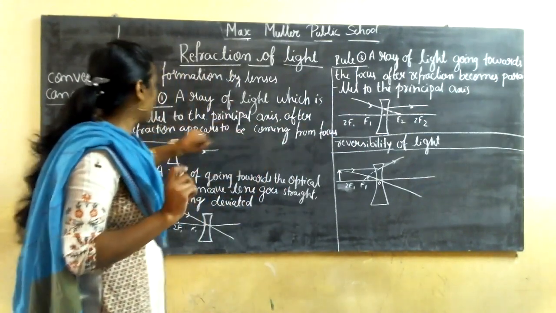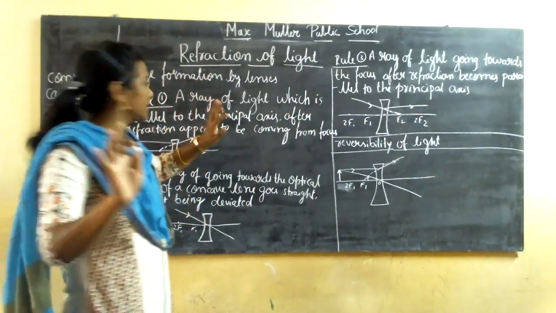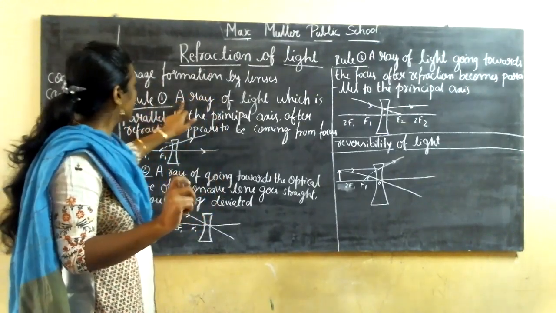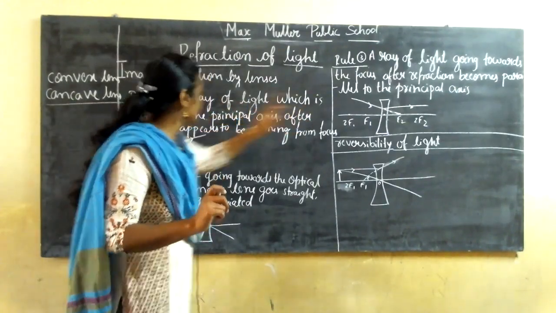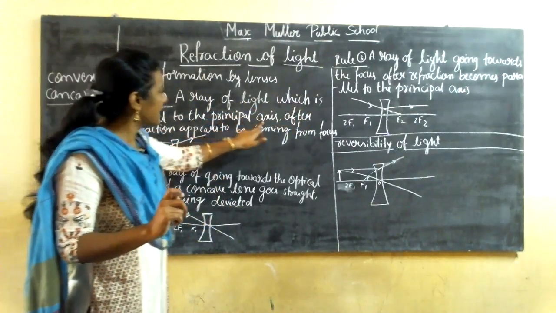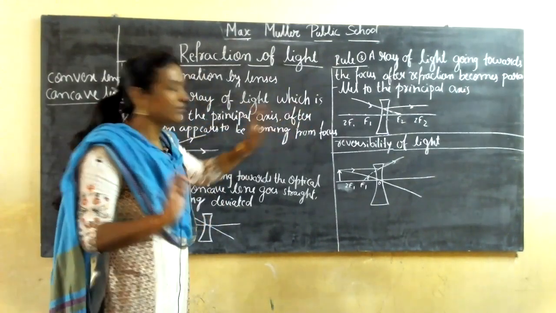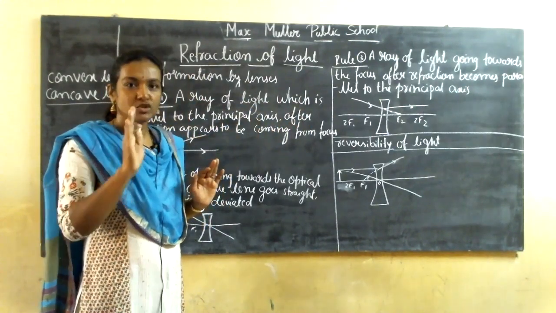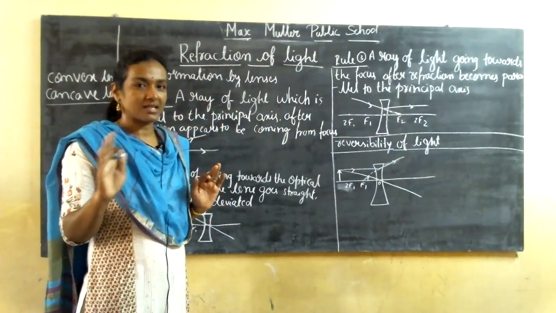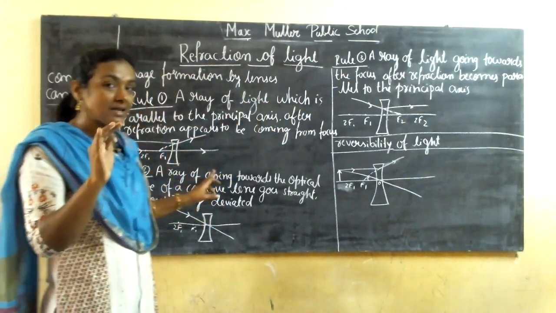So what is my exact point here? The first rule is: a ray of light which is parallel to the principal axis, after refraction, appears to be coming from the focus. Appears to be coming from the focus. Let us see how it happens by seeing the ray diagram.